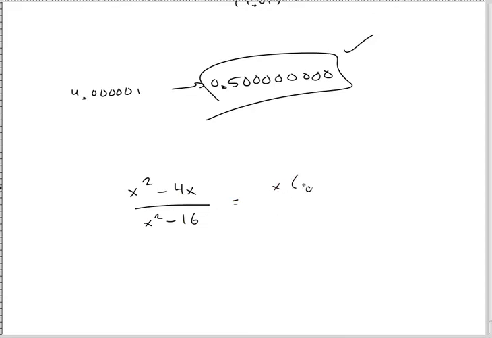What if I factor out an x from the top? And what if I factor the bottom to be a x minus 4 and x plus 4? And so I'm just looking at this function here. Well, guess what? These cancel. And so we got x over x plus 4.